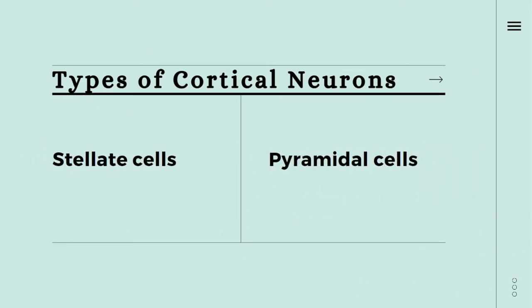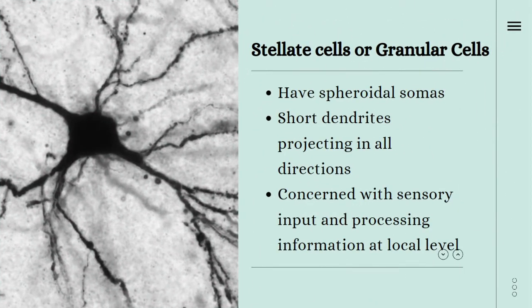The cortical neurons are basically of two types, the stellate cells and pyramidal cells. The stellate cells are otherwise called granular cells, and as you see here, they have spheroidal soma and they have short dendrites which arise from the soma and project in all directions. The stellate cells are concerned with sensory input. That means they are the cells which receive sensory information to the brain, and they process sensory information at the local level. That is why they have short dendritic processes.